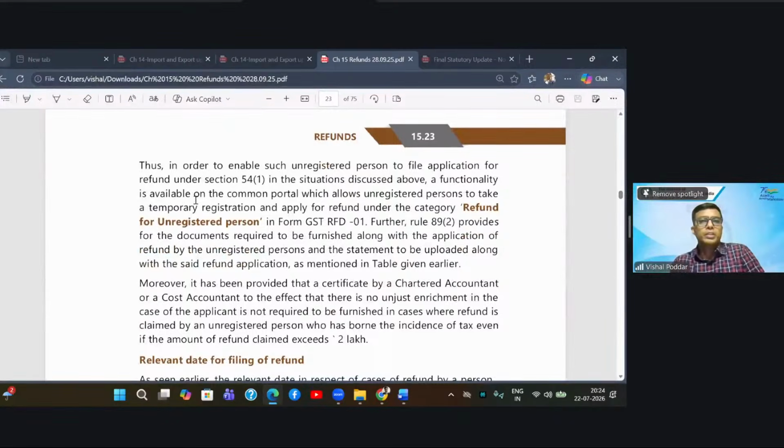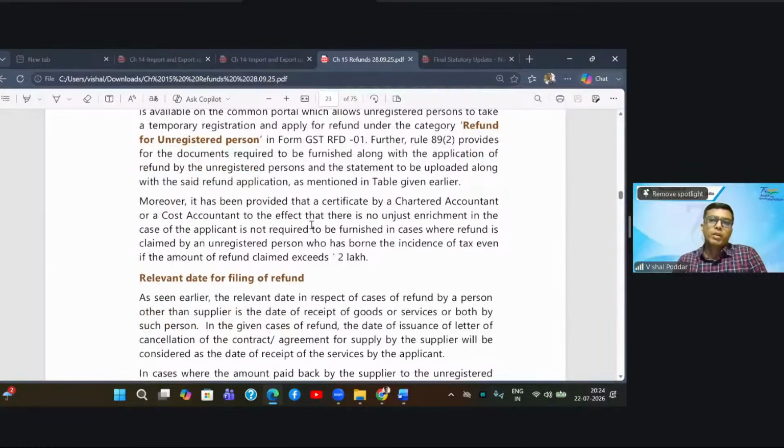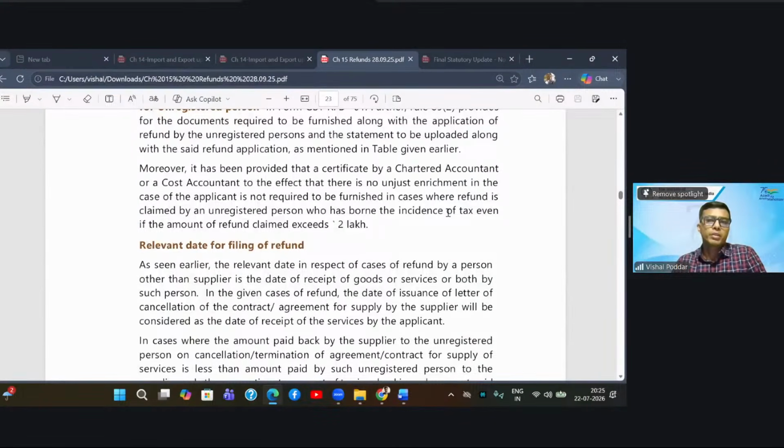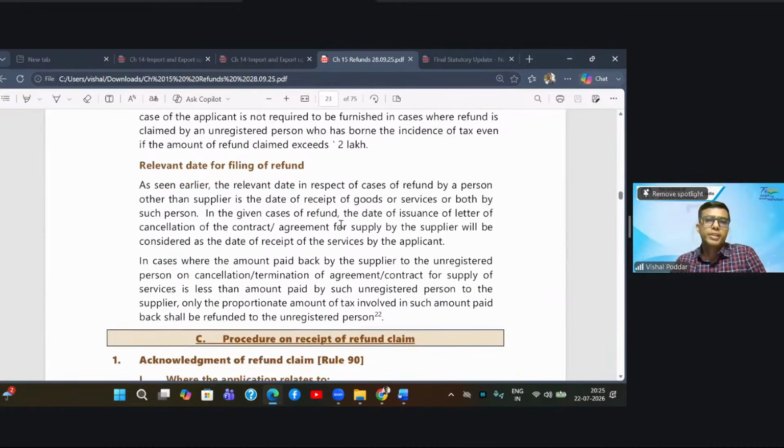So for this, there is a special facility which is introduced in the common portal, which allows unregistered person to take a temporary registration and apply for refund under the category of refund for unregistered person. So now this has been made available on the portal under a separate tab, and you have to only take a temporary registration for doing this. Further, it is provided that the certificate by a CA or CMA to the effect that there is no unjust enrichment is also not required in these cases where refund is by an unregistered person and the amount claimed is exceeding 2 lakhs.